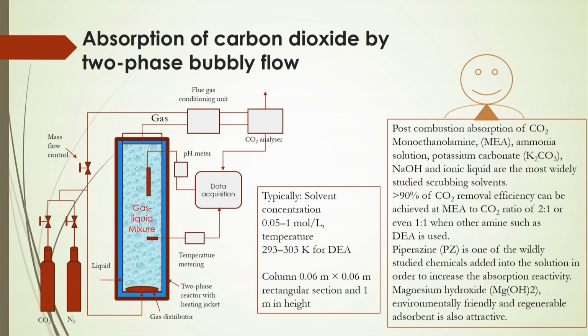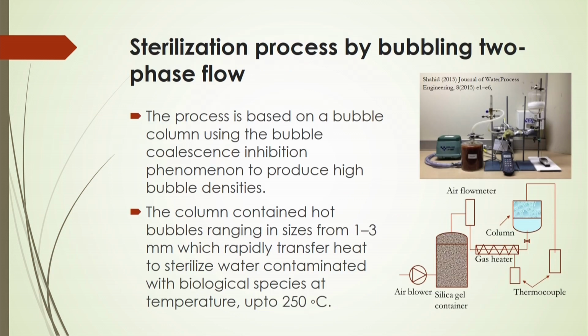From the bottom you are supplying carbon dioxide, and from the top the carbon dioxide gas comes out and is analyzed. The remaining carbon dioxide goes to the atmosphere. If you repeat the process again, I think you can reduce more carbon dioxide there. So, this is one application of this two phase bubbly flow system.